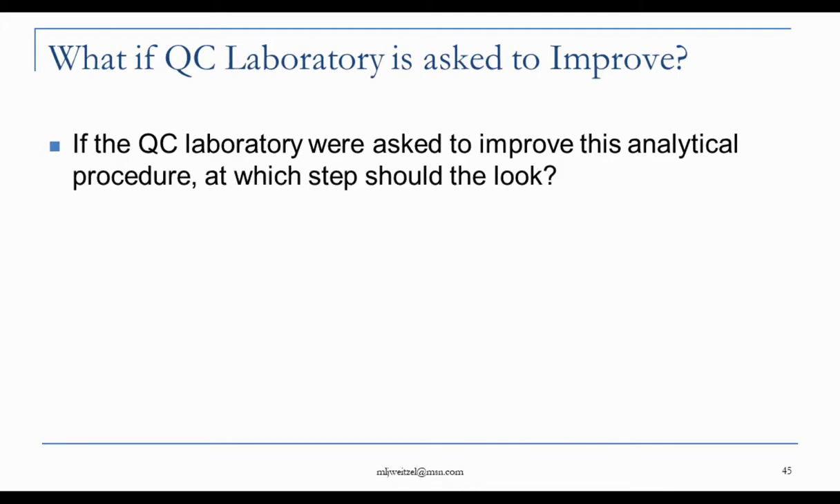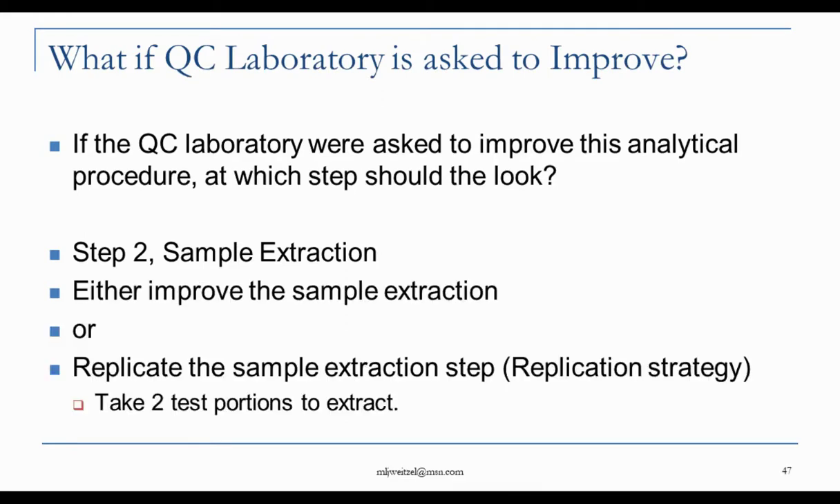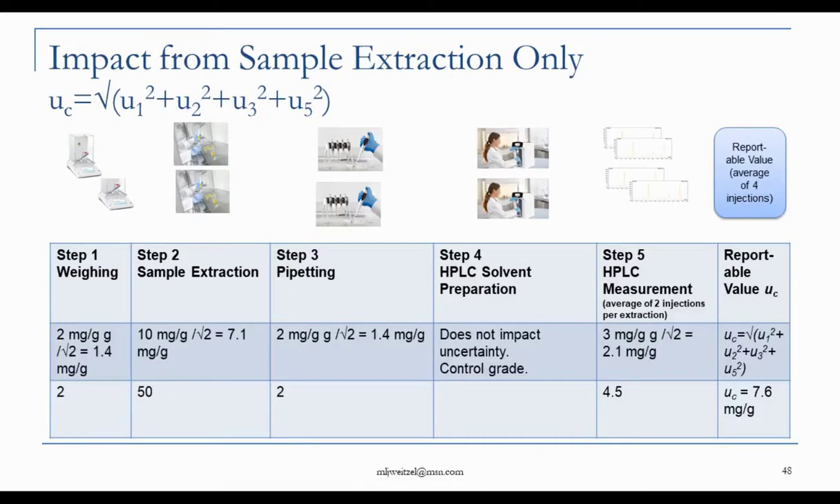And something that often happens with our example, let's look at what if the QC laboratory is asked to improve. Manufacturing isn't happy with the method. Somebody wants the QC lab to improve this method. Where should they look? Step 10, that sample extraction. Remember, it had 10 milligrams per gram contribution to the uncertainty. So you could either improve the sample extraction or replicate at the sample extraction step. Remember, S divided by the square root of N.